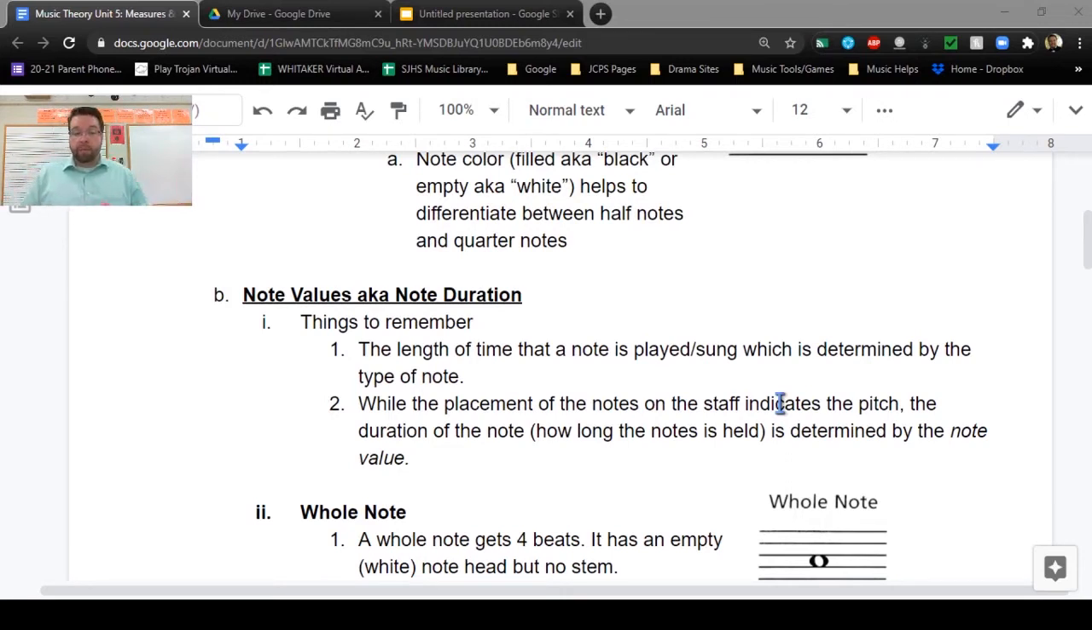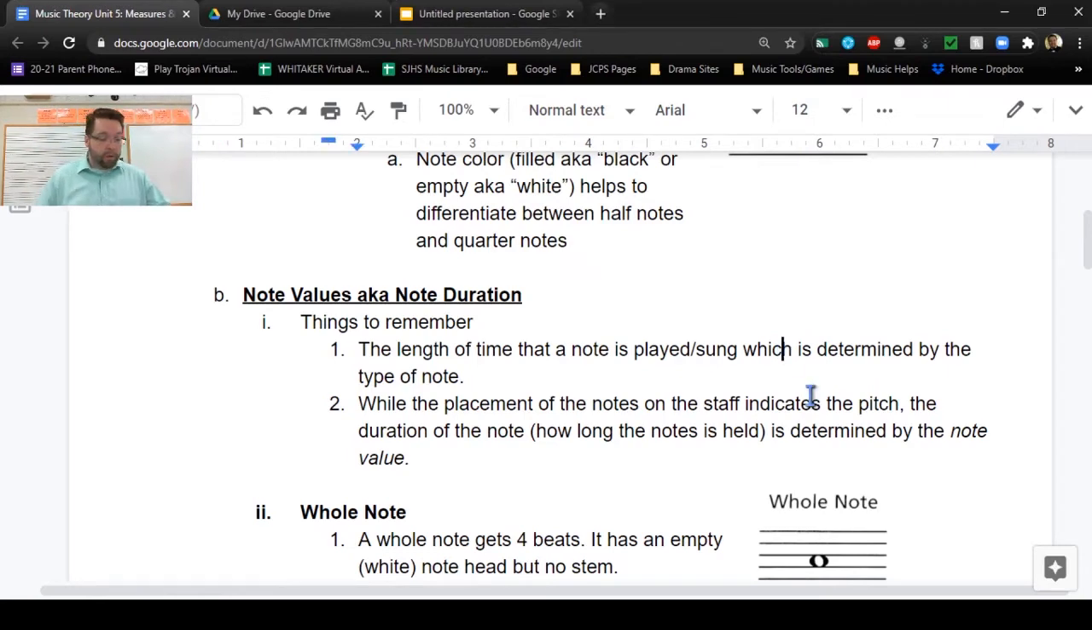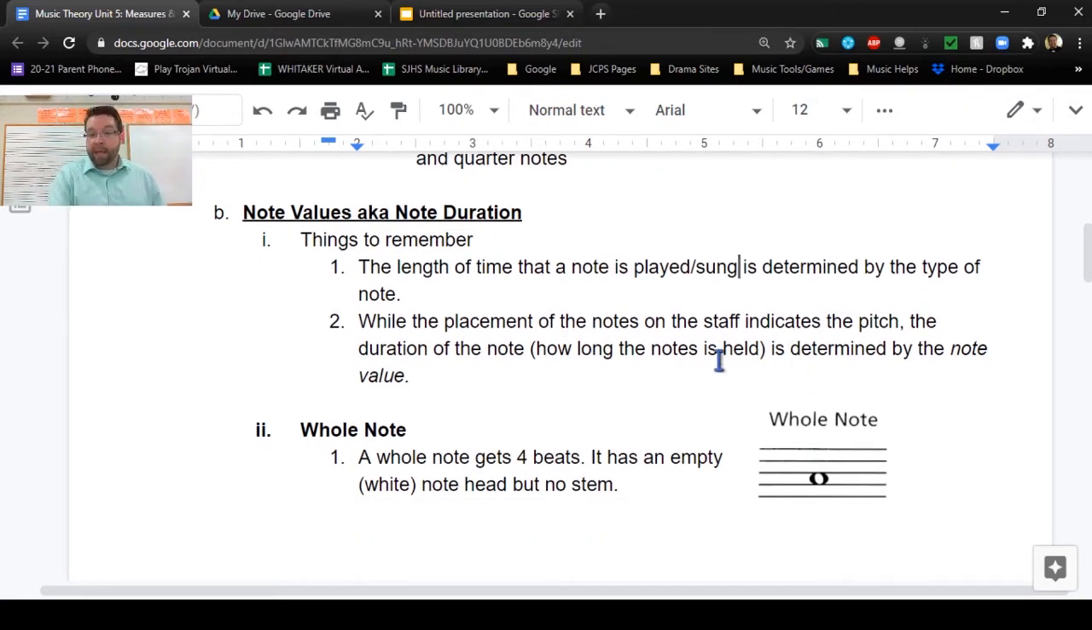Here are a few things you have to remember. The length of time that a note is played or sung is determined by which type of note is shown. Which type of note head? Does it have a solid head? Does it have an empty head? Is it white? Is it black? That's what I was talking about there. While the placement of the notes on the staff indicates the pitch, if it's higher on the staff, it gets higher in pitch, and if it's lower on the staff, it gets lower in pitch. We've covered that in previous units. While the placement of the notes on the staff indicates pitch, the duration of the note, how long to hold the note, is determined by the note value.